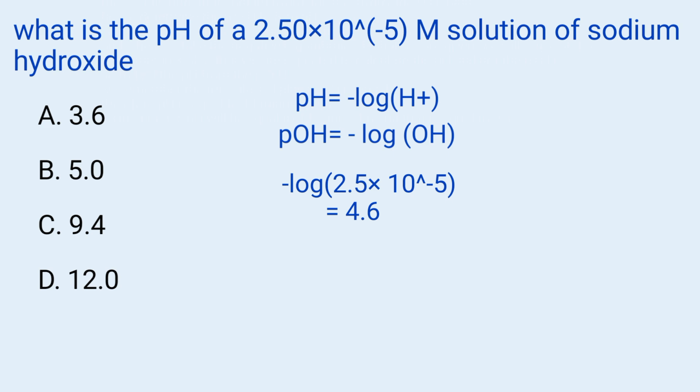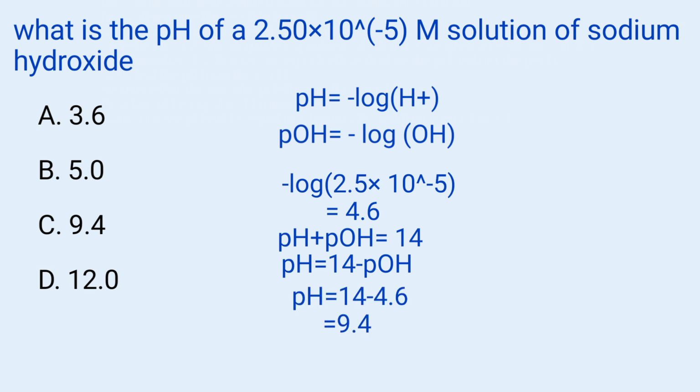But remember also that we are expected to calculate the pH and not the pOH. So to find the pH from the pOH, we remember the formula: pH plus pOH is equal to 14. Therefore, pH is equal to 14 minus pOH. So in our case, pH will be equal to 14 minus 4.6, and that is equal to 9.4.